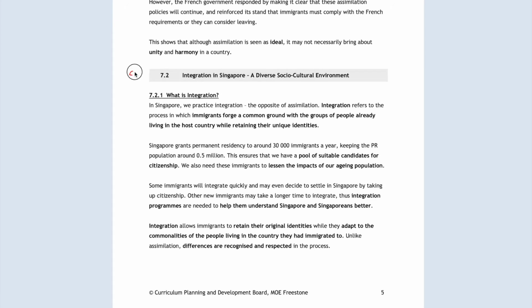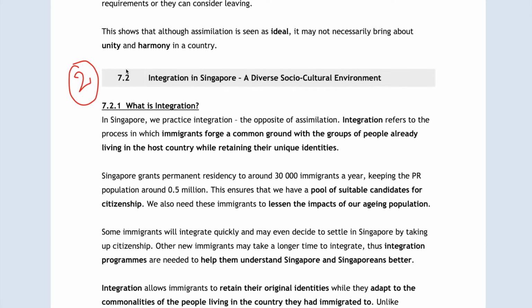So the second type of system we use to respond to a diverse socio-cultural environment is integration. Now, integration is fundamentally the opposite of assimilation. In integration, immigrants forge a common ground with groups of people already living in the host country while retaining their unique identity.